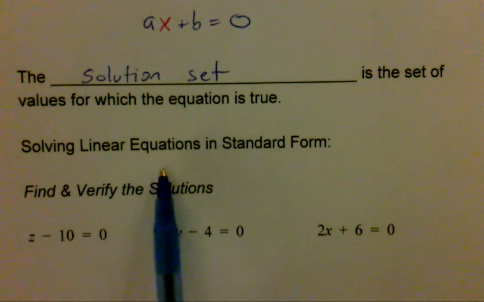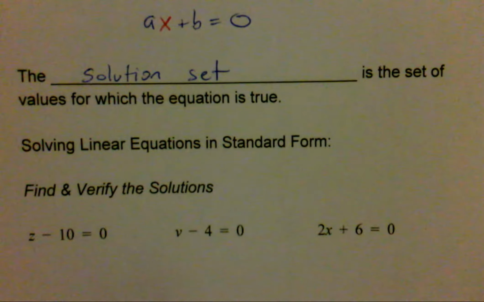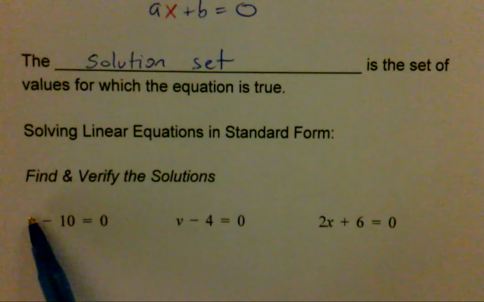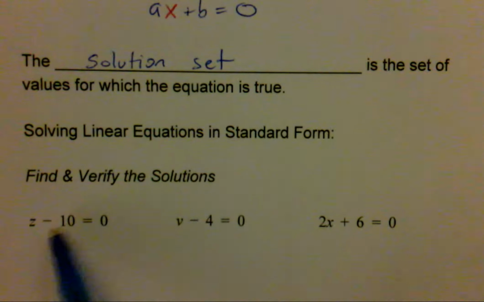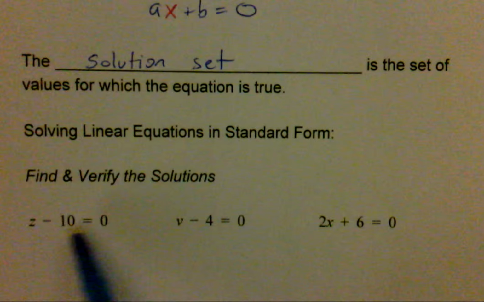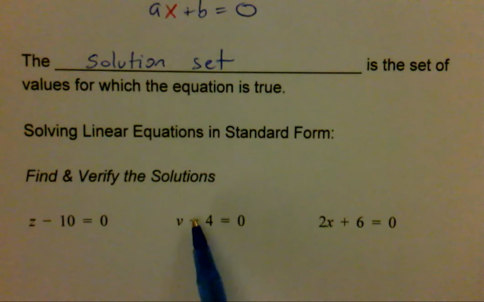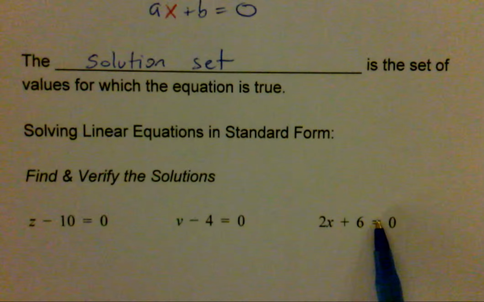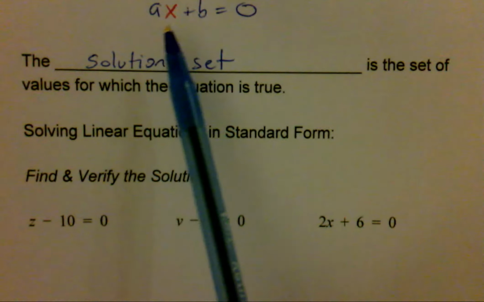We're trying to solve linear equations written in standard form. Each of these three equations is written in standard form. This expression on the left is equal to 0. This expression here is equal to 0. This expression here is equal to 0. And all three of these are of this form here.